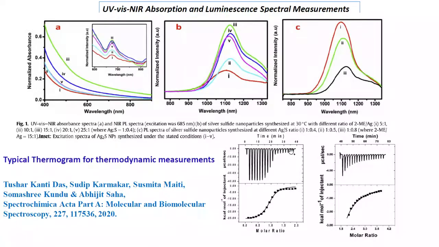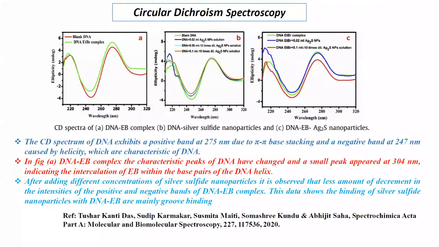As I told you, when you have two particles come together, the chemistry will tell you that there's going to be heat exchange. You can pick up those signals of heat exchange. However weak they may be, they tell you something about it. They also looked at the circular dichroism of the DNA, which is a left-handed and right-handed thing. And they were able to show that binding of silver sulfide nanoparticles is mainly groove binding.